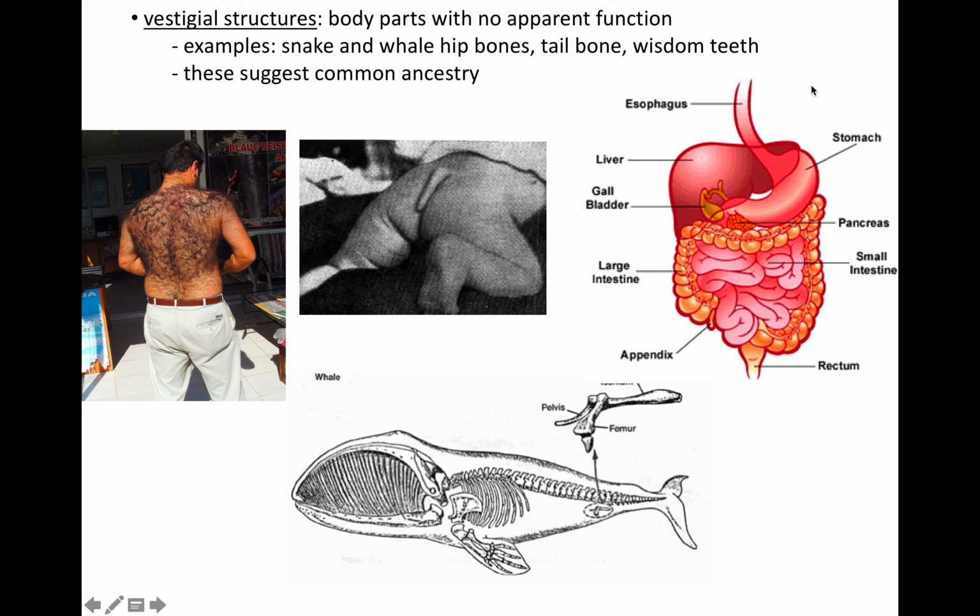I already mentioned wisdom teeth. We have wisdom teeth. We don't use them. We don't need them. They don't disappear. Vestigial structures do suggest common ancestry. Okay, so for example, whales have a pelvis and a femur. Do we have a pelvis and a femur? Yeah. Ours is used to help us walk. Whales do not walk, but they still have the bones that would make the pelvis and the femur.